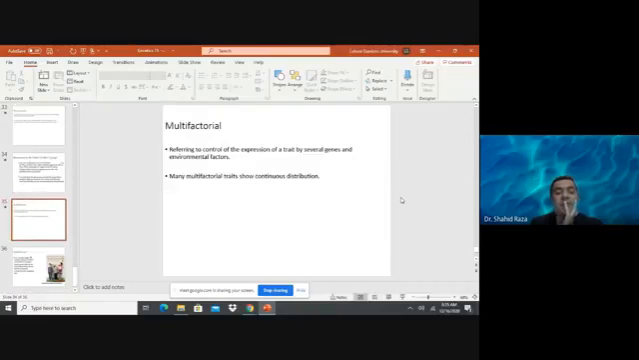So the next concept is multifactorial. In this case, we can see that it is referring to control of expression of a trait by several genes and environmental factors. Many multifactorial traits show continuous distribution.